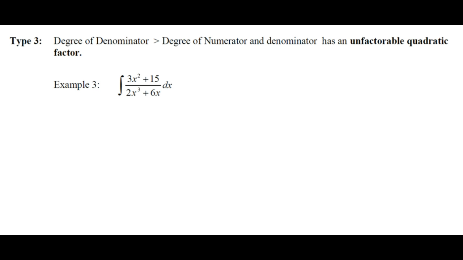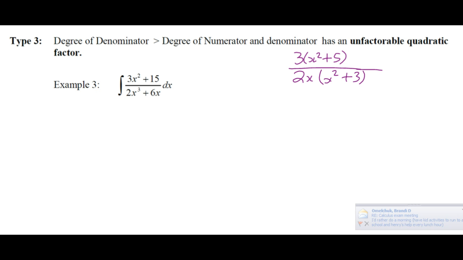So type 3: the degree of the denominator is greater than the degree of the numerator, and the denominator has an unfactorable quadratic factor. Oh boy. Okay, so let's take a look at this, see what we're going to do. What's the first thing? Well, we can take a 3 out of the top, so we get x squared plus 5. And out of the bottom, we've got a 2x times x squared plus 3. And that's unfactorable, right? We've got the x squared plus 3.